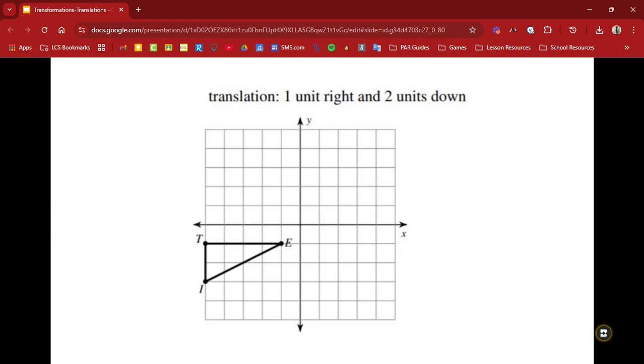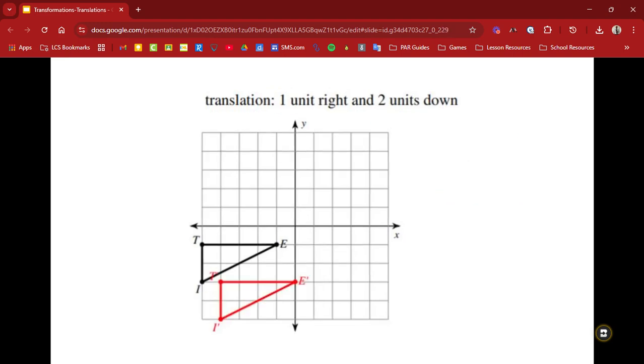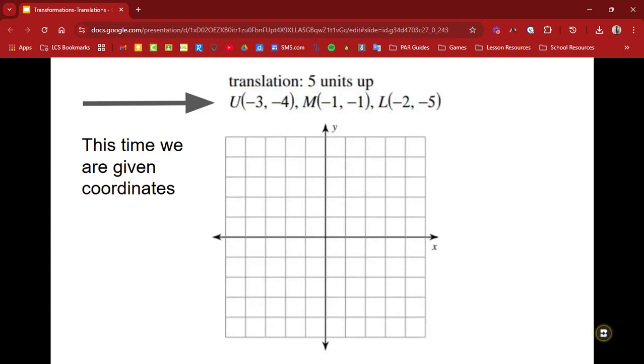Sometimes they're going to hit you with two instructions at once. In this case, you have to translate it 1 unit to the right and then 2 units down. So one to the right and 2 units down would be right there. So that's where T would go. If I do the same thing with E, taking it one to the right and then 2 units down, right there. And then the same thing with I, one to the right and 1 unit down. When I connect the dots, my new image, my translation, should look like that. This is really easy stuff. I can't emphasize how ridiculously light work this is.